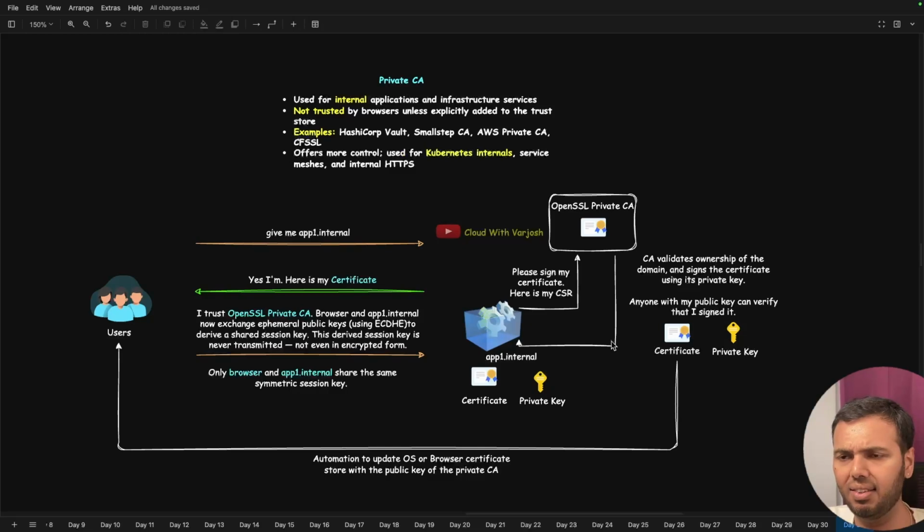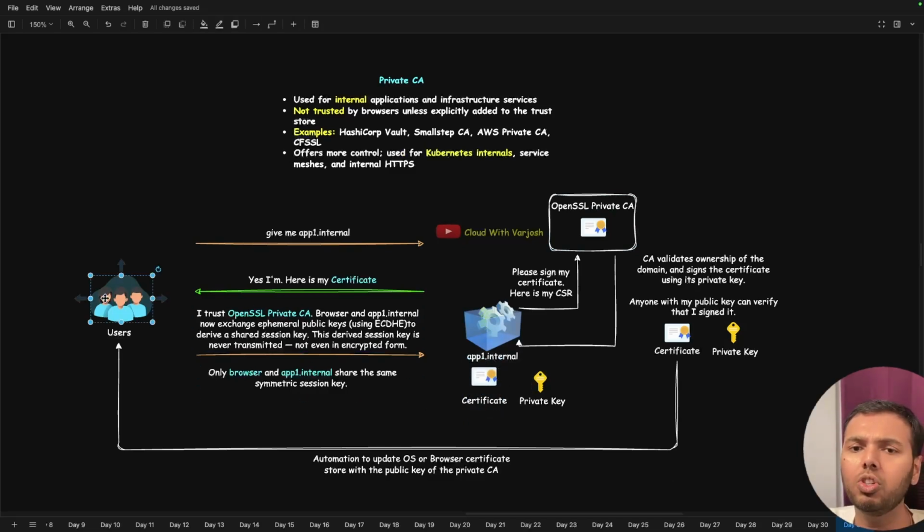Let's first understand this diagram. I have app1.internal here. This is my app. The name of my application is app1 and it is accessible at the URL app1.internal. App1.internal has a key pair associated with it, and I have a private certificate authority which I have created using OpenSSL. My private certificate authority also has a key pair associated with it. What I can now do is create a CSR, and then my private CA can sign my certificate. Now my certificate is signed by my private certificate authority.